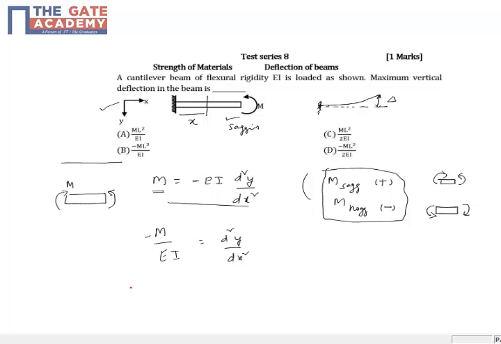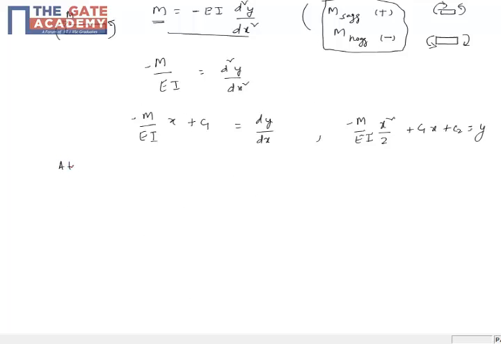So, the double integration method. First we integrate one time, so minus M by EI is constant, so minus M by EI x plus c1 is your dy/dx. Now we integrate another time, which is minus M by EI x square by 2 plus c1 x plus c2 is equal to y. Now at the built-in end we know that the slope is 0, because there is a moment reaction that doesn't allow the slope. So at x equal to 0, your y dash is 0 as well as your deflection is 0.